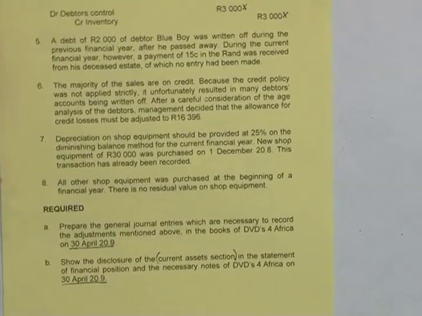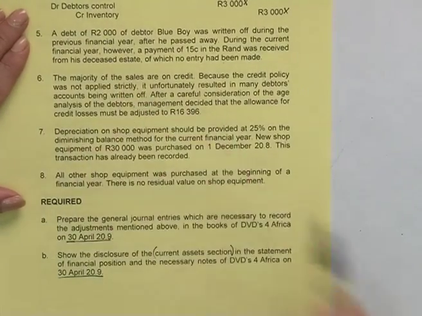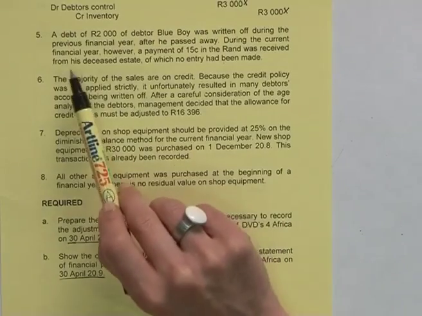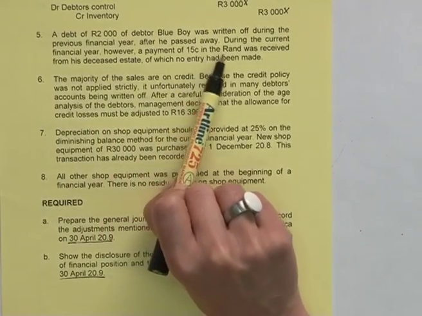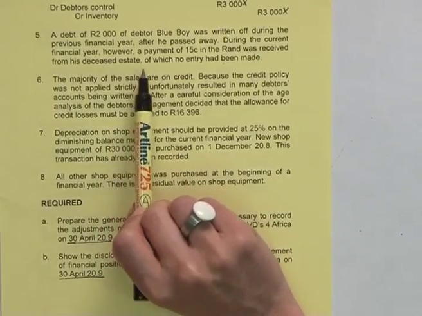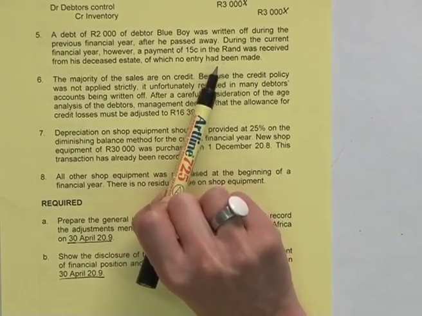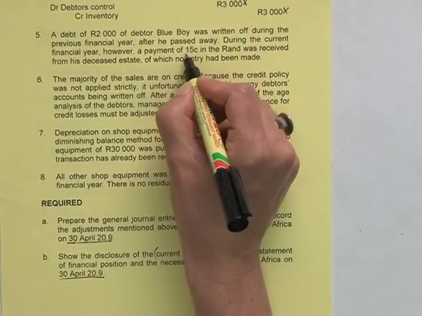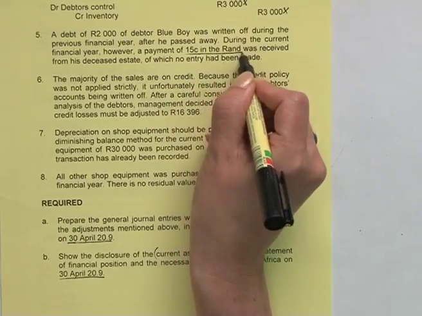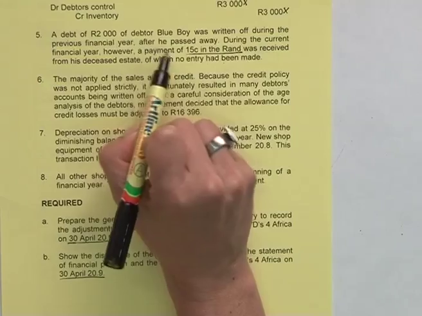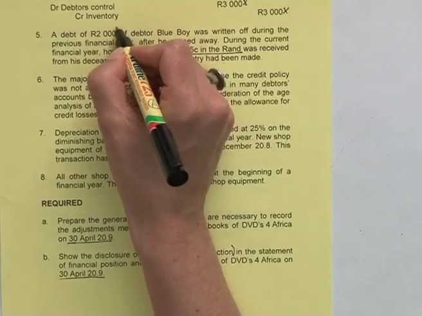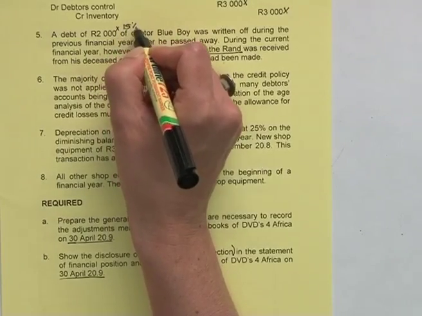Additional information number 5. A debt of 2,000 of debtor Blue Boy was written off during the previous financial year after he passed away. During the current financial year, however, a payment of 15 cents in the rand was received from his deceased estate, of which no entry had been made. 15 cents in the rand means that for every 1 rand in there, we received 15 cents. So we can just take the 2,000 rand and multiply it with 15%.